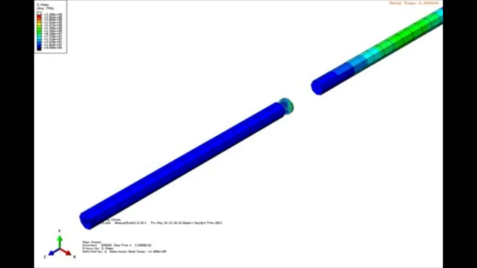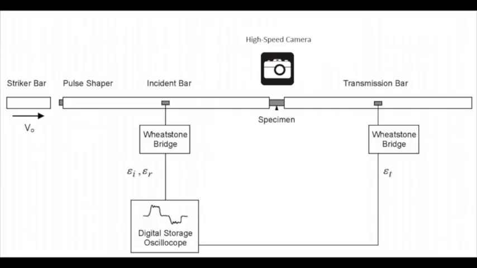When the incident wave reaches the specimen, it splits into two smaller waves, a transmitted wave and a reflected wave. The transmitted wave passes through the specimen, causing plastic deformation, and then is propagated into the transmission bar as a compressive pulse. The reflected wave propagates back down the incident bar as a tension pulse.